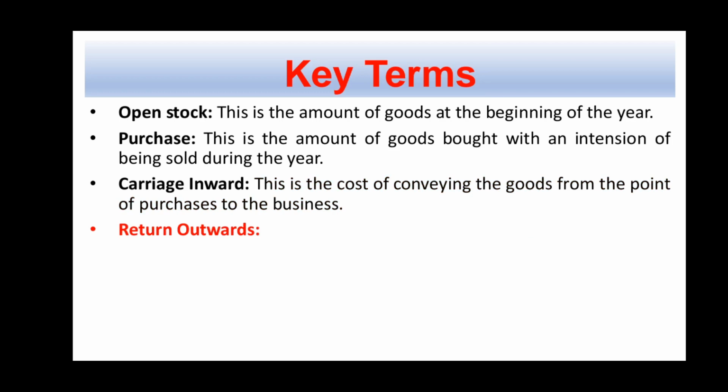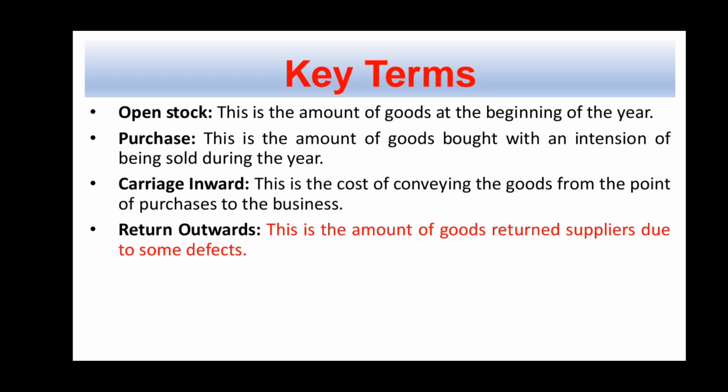Return outwards. This refers to the amount of goods returned to the supplier due to some defects. We buy the items, and on getting to the business we realize that there are defects in some of them. So the business will not take the responsibility, which means they have to return them to the supplier. All those items we return, we call return outwards.